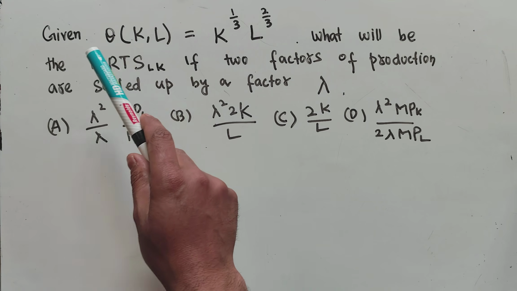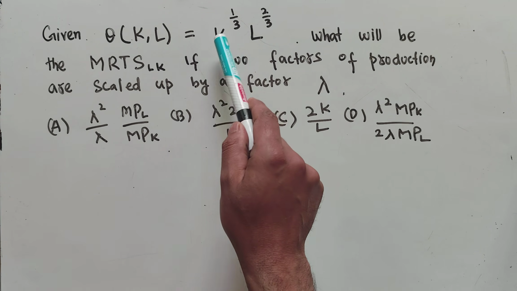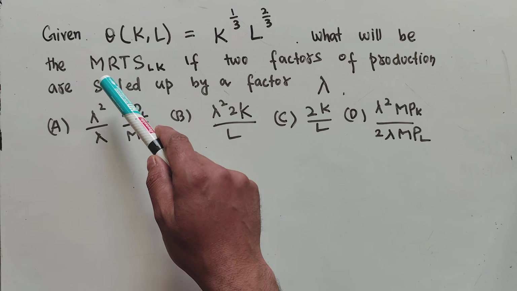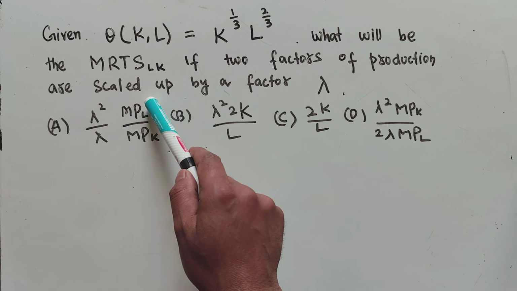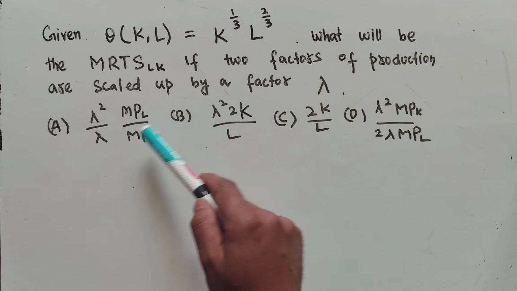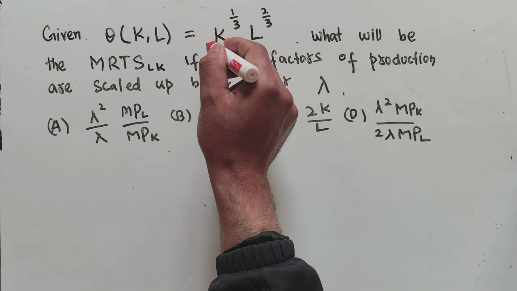The question is: given the production function, output is a function of capital and labor, which is equal to K raised to the power 1/3 times L raised to the power 2/3. What will be the marginal rate of technical substitution between labor and capital if two factors of production are scaled up by a factor lambda? Options are being given. We are supposed to find out the correct option. Okay, so we are being given this production function.